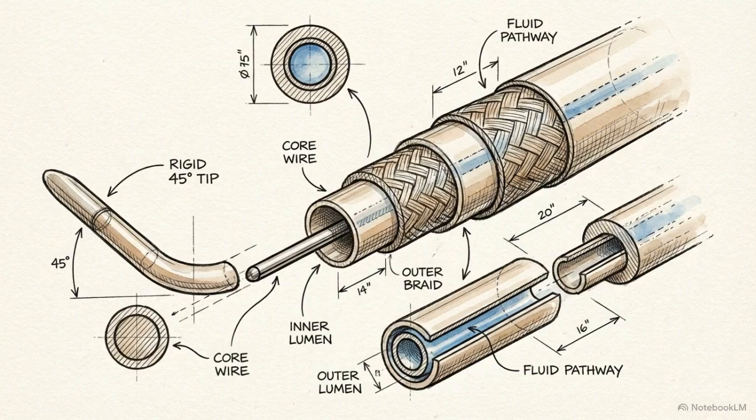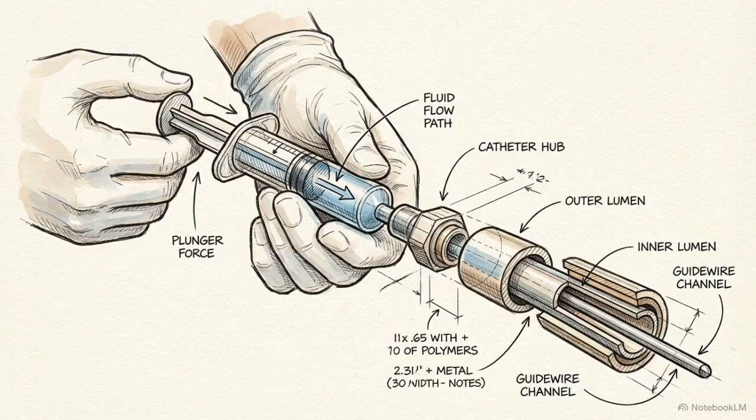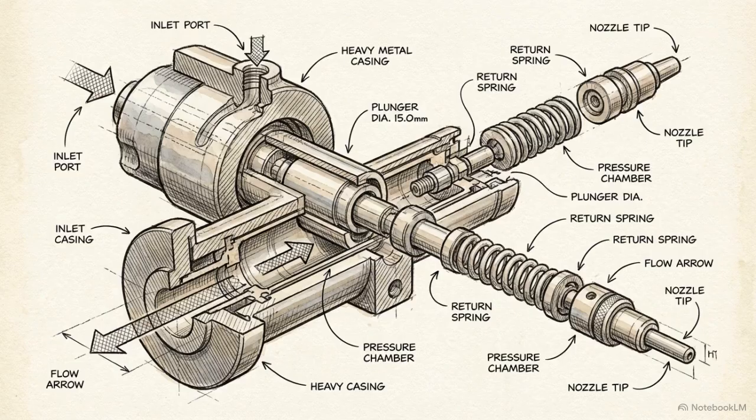Their tips are angled to intentionally hook into those branch vessels. The most basic selective model features an end hole only, with no lateral side ports. Because it lacks side ports to diffuse pressure, an end hole only catheter is strictly limited to low-pressure hand injections. Subjecting it to a high-pressure mechanical pump is dangerous.